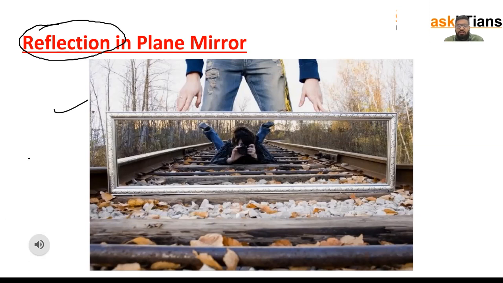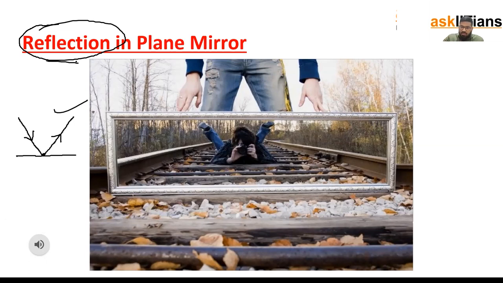Bouncing back of light rays in the same medium. Like this, suppose light rays are coming in a straight line path, linear propagation. After getting reflected from this surface, they will bounce back like this. This bouncing back of light into the same medium is known as reflection of light.